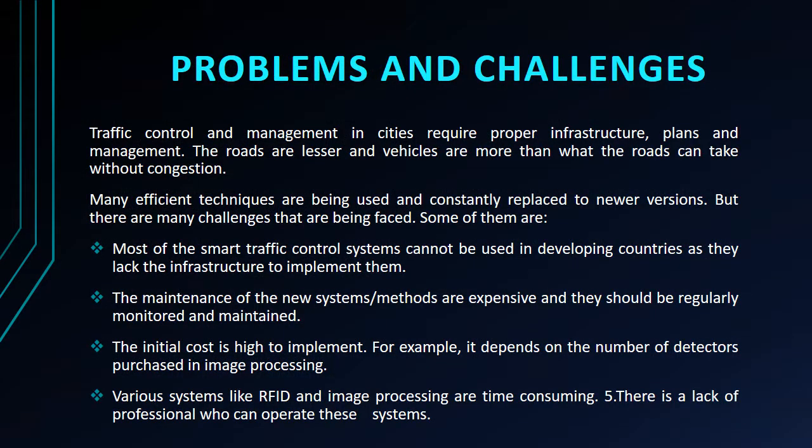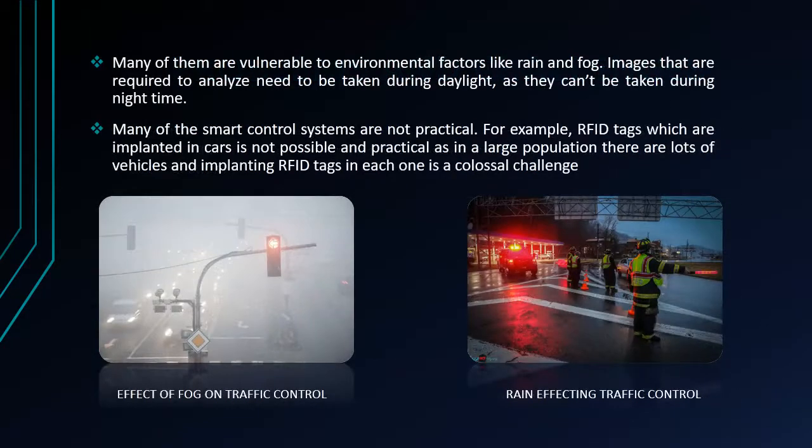There are problems and challenges, however, as every solution has. Most of the smart traffic control systems cannot be used in developing countries as they lack the infrastructure to implement them. The maintenance of the new systems and methods is expensive, and they should be regularly monitored and maintained. Initial cost is also high. There is a lack of professionals who can operate these systems, and a rigid database needs to be maintained. These methods and techniques are vulnerable to environmental factors like rain and fog, and images required for analysis need to be taken during daylight, as they can't be taken during night time.